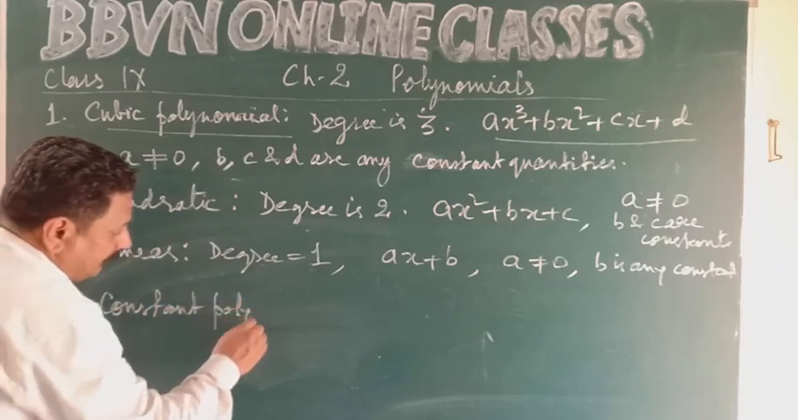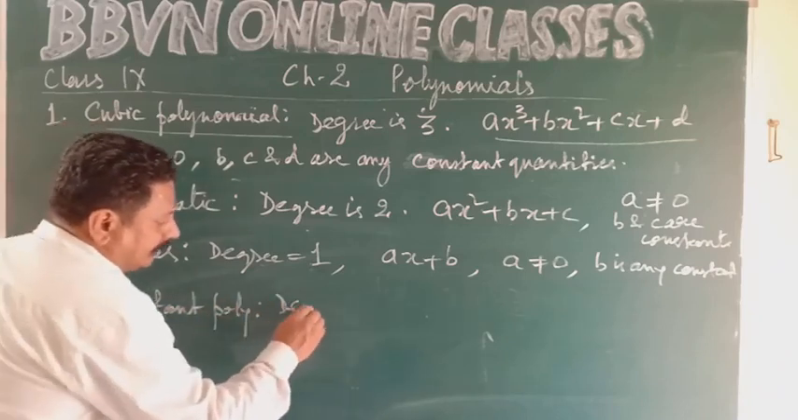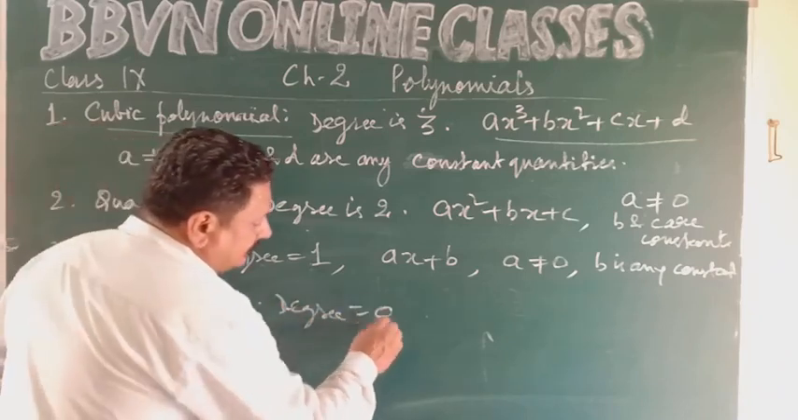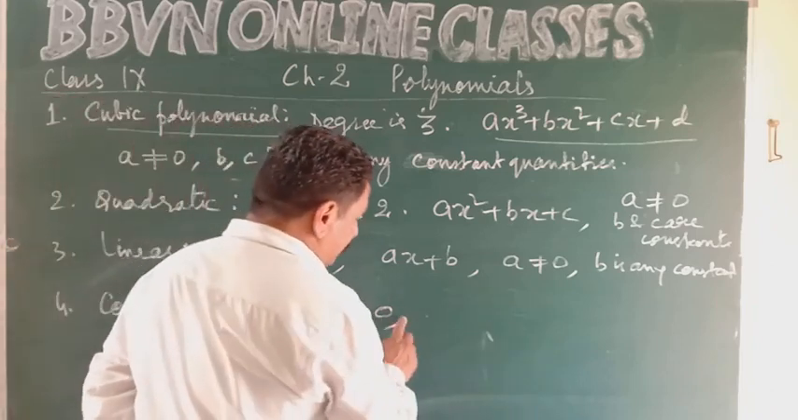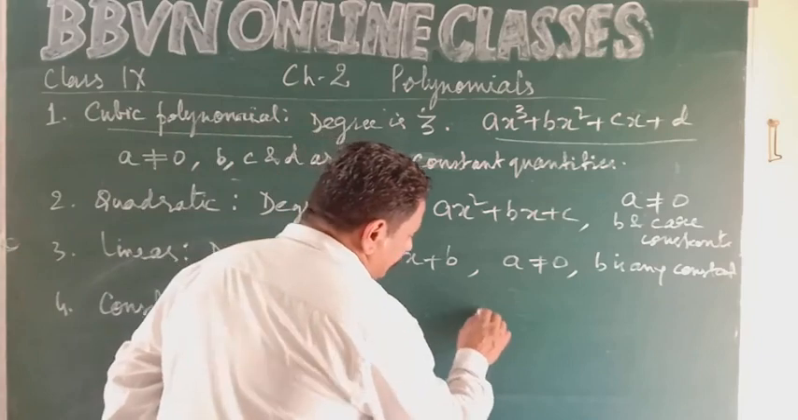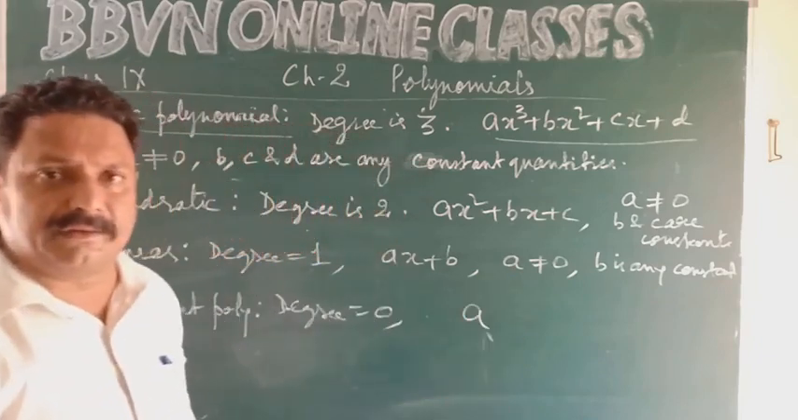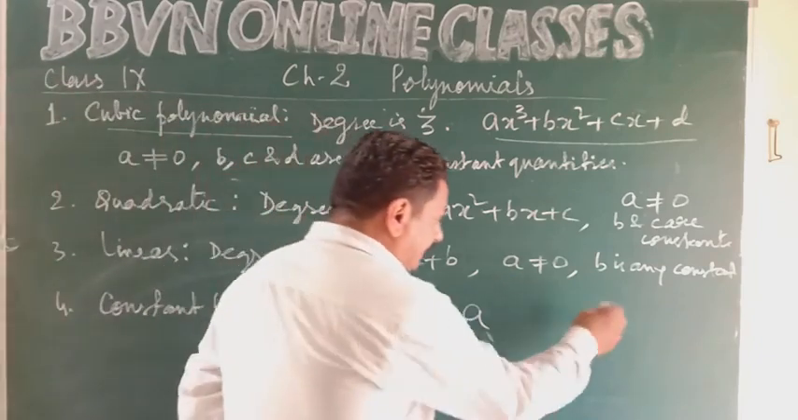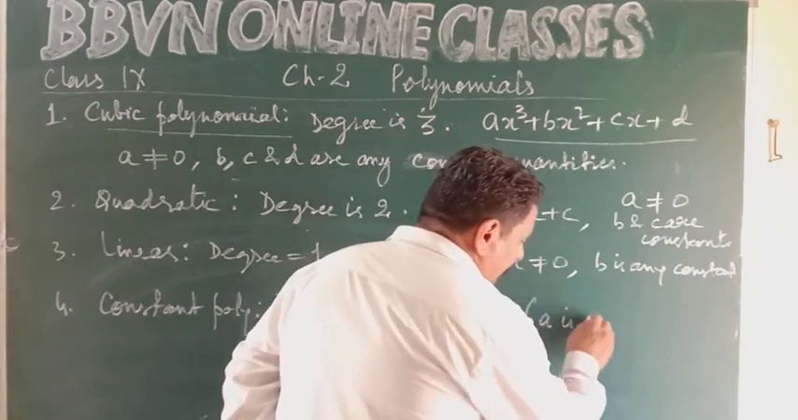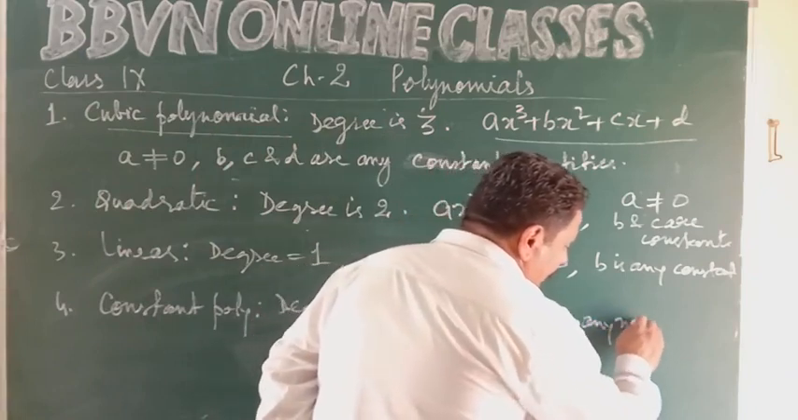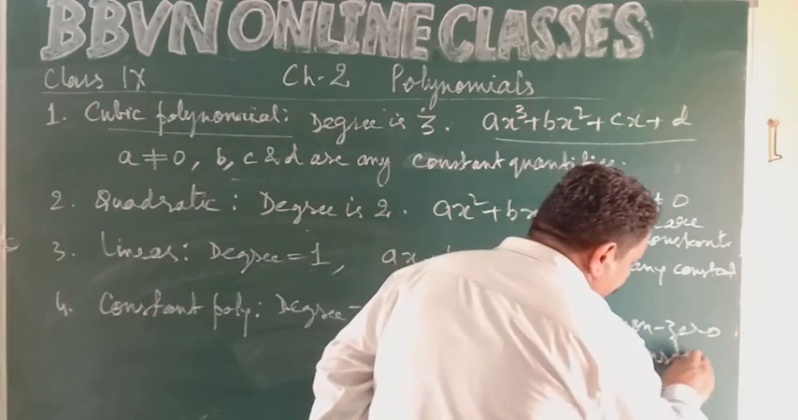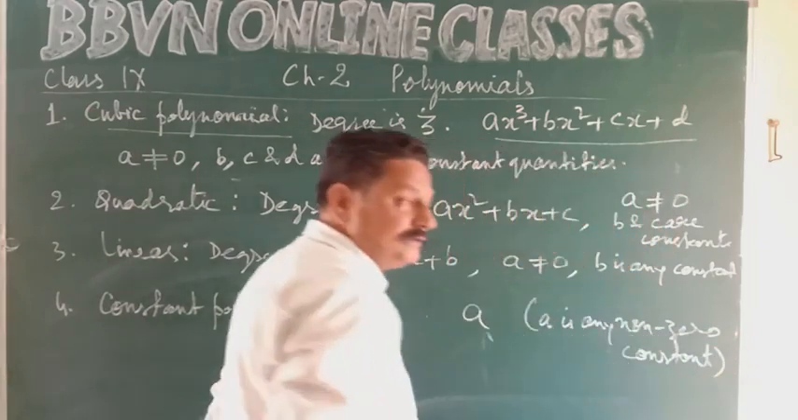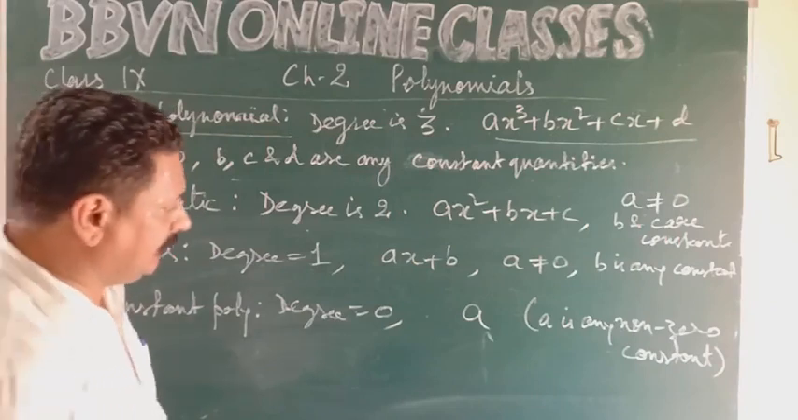Constant polynomial. Its degree is 0. So what is the general form of this constant polynomial? A. Simple. A. And what is A? A is any non-zero constant. A is not 0. Otherwise it can be any constant.